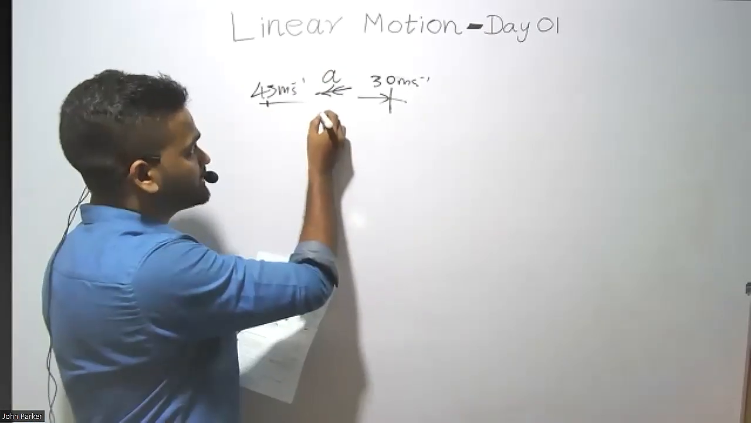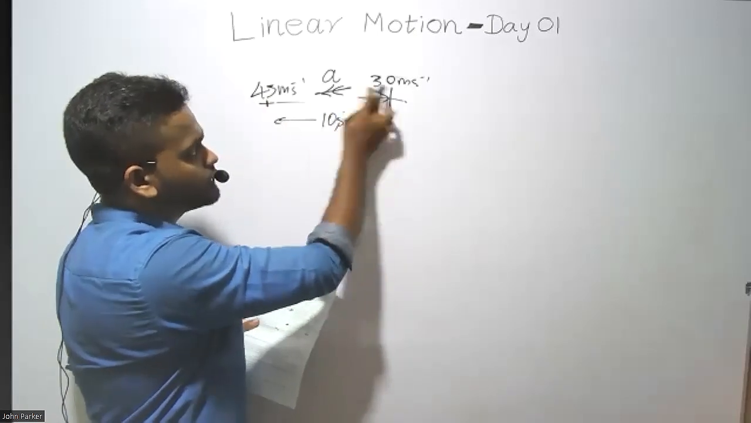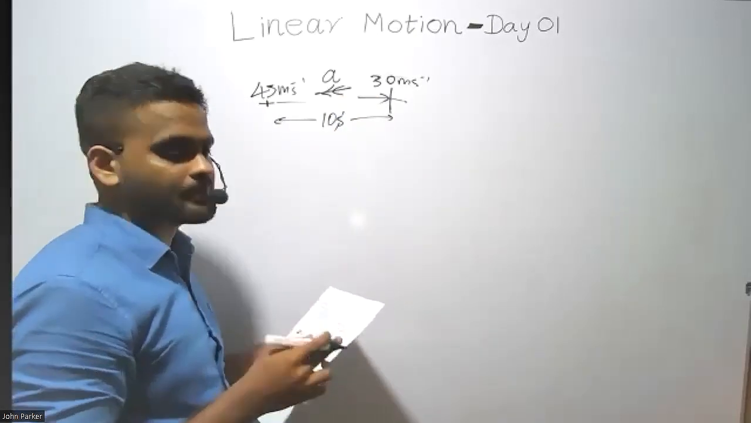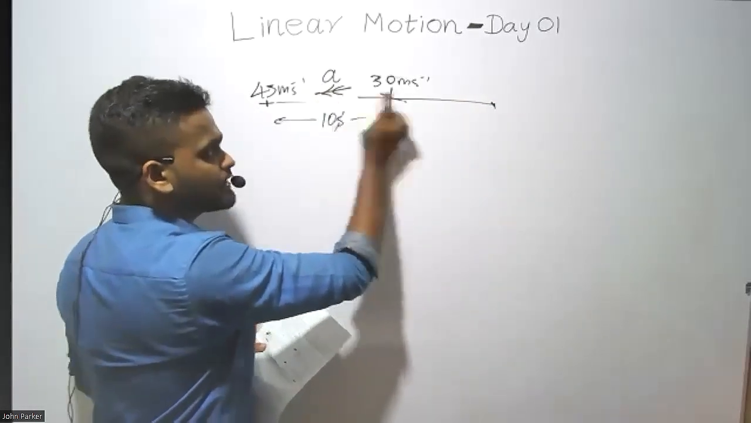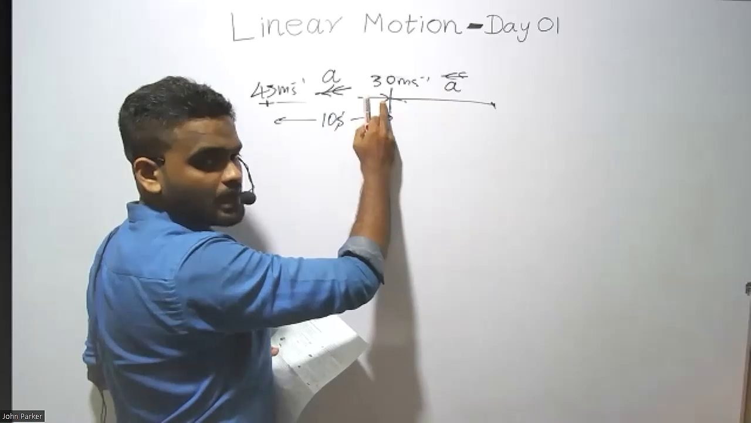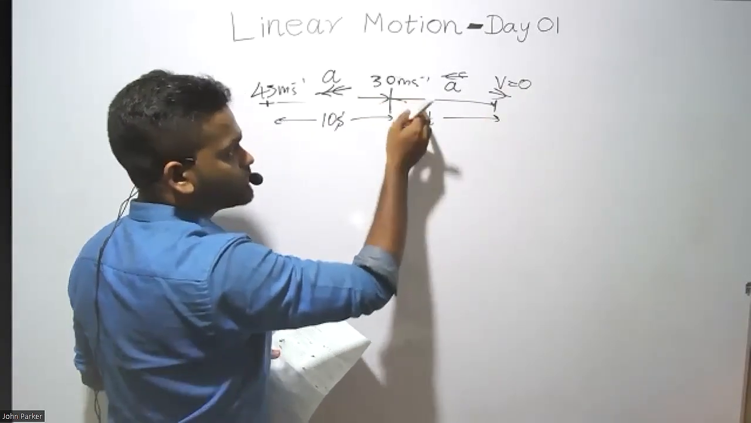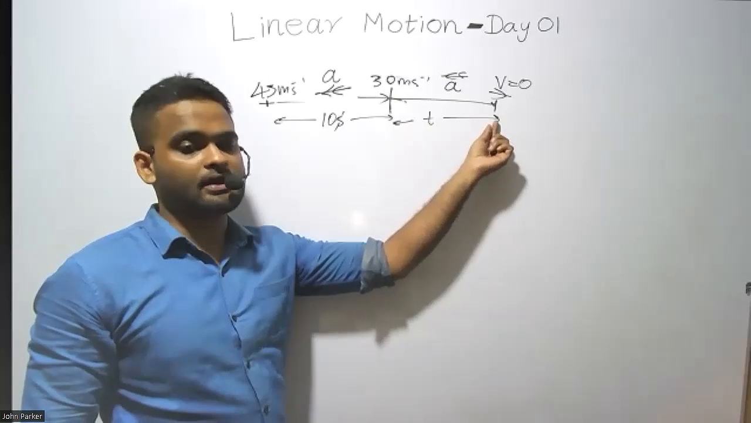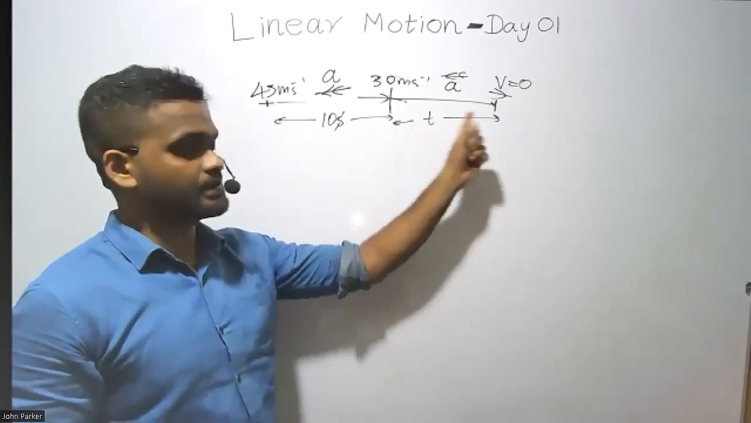But this happens within 10 seconds, right? This decrease of velocity happens within 10 seconds. So what they ask is, if it keeps the same deceleration, obviously this car is going to stop somewhere here. What they ask is, after this one, how much time would it spend before stopping? So this t is what they ask.